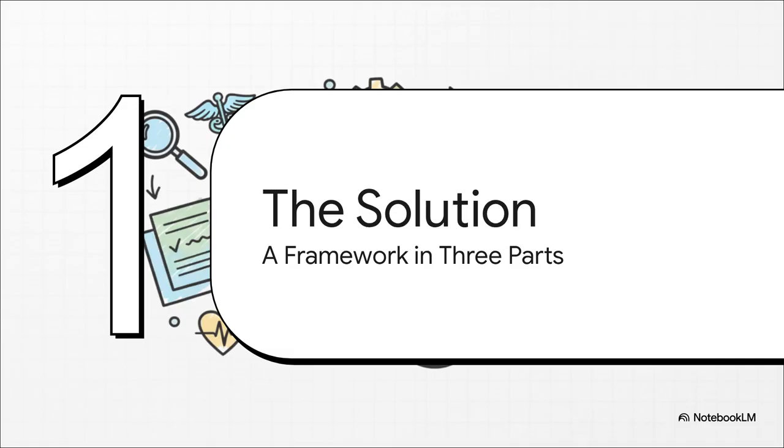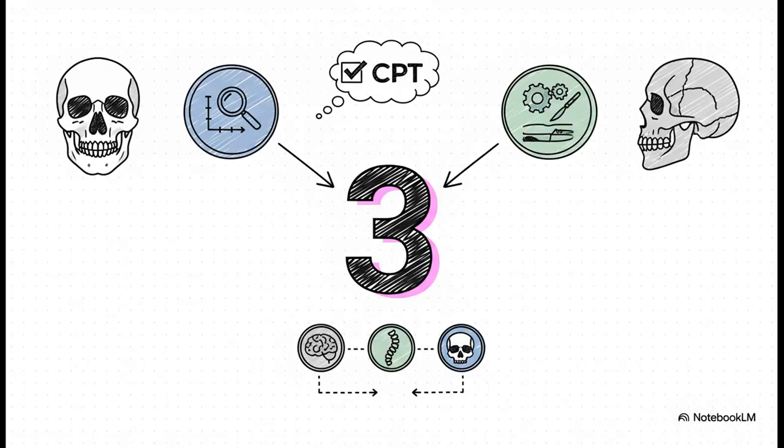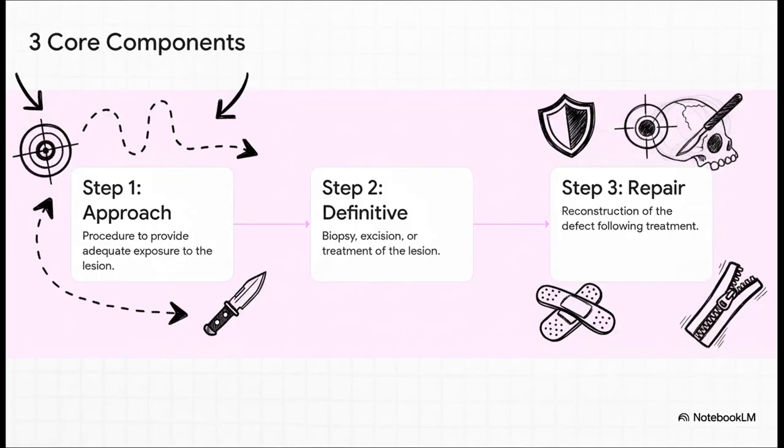Well, they came up with this really elegant framework that's built on one surprisingly simple idea. The solution is the number 3. Seriously, that's it. Everything comes down to this number. To code any skull-base surgery, you just have to break it down into 3 distinct logical parts. And here they are, your 3 core components. Think of it like a special ops mission, right? The approach is all about creating the path to get to the target. The definitive procedure, well, that's the mission itself, dealing with the lesion. And the repair, that's the extraction and cleanup, making sure everything is totally secure on the way out. Approach, definitive, repair. Simple as that.